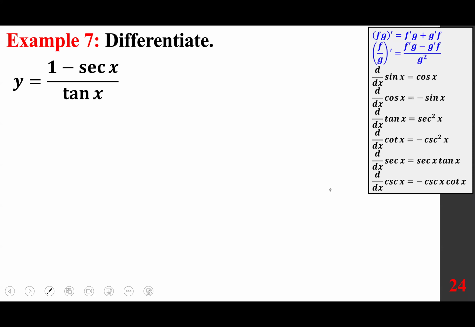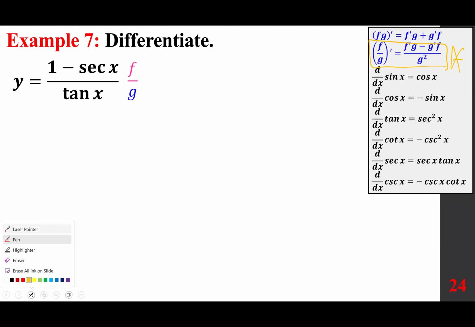We want to differentiate y equals 1 minus secant x over tan x. Again, we notice it is f over g, which requires the quotient rule. So we are going to use the quotient rule, everybody, which means f prime g minus g prime f over g squared. So we want to differentiate the top. 1 gives you 0, minus secant gives you secant x tan x. The derivative of secant x is the product of secant x and tan x.